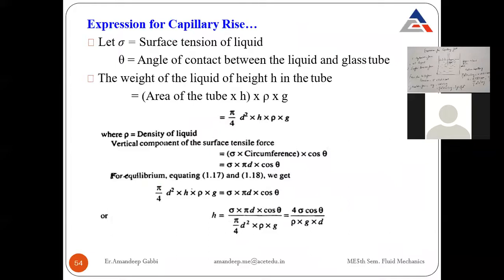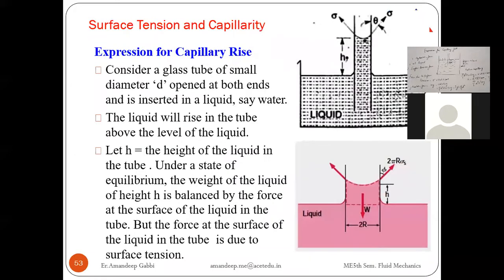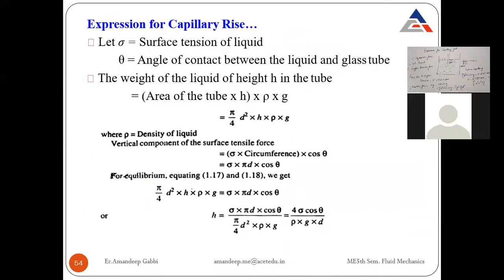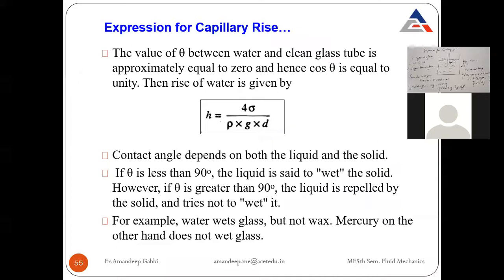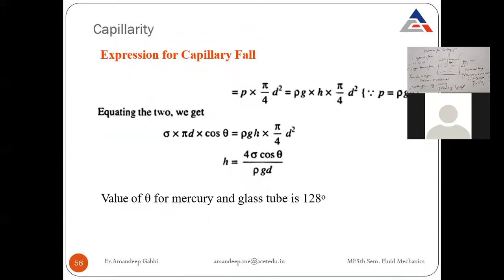So this was the expression that we have done on board. The rise in capillary is equal to 4 sigma cos theta by rho g d, and similarly the fall is again equal to 4 sigma cos theta by rho g d. The value of theta for mercury and glass tube is 128 degrees. That will be given to you.